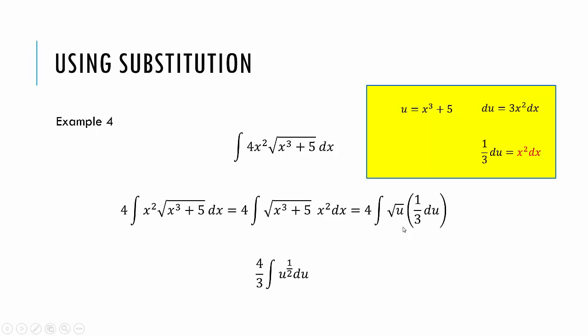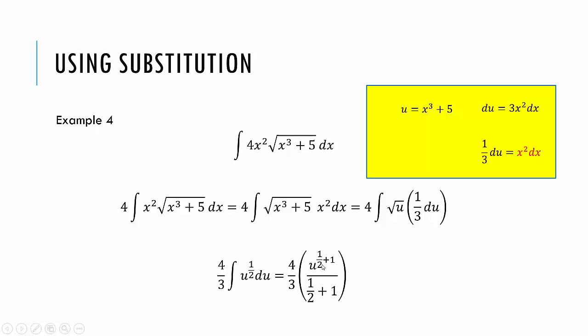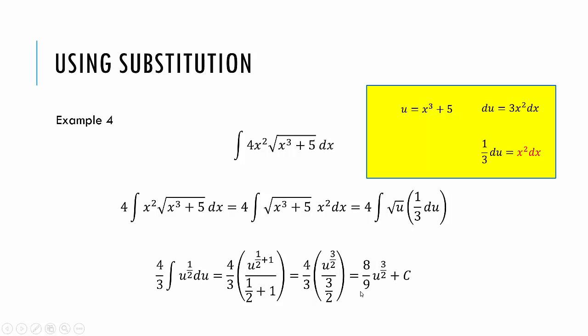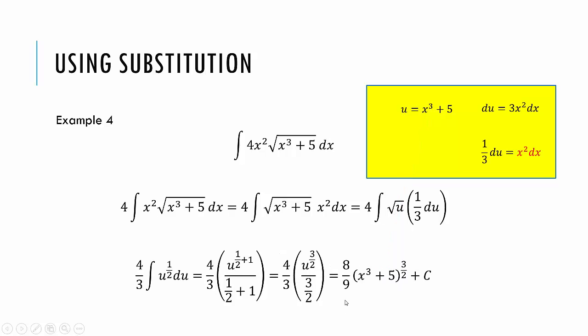Where I see x squared dx, I plug in my 1/3 du. Where I see the x cubed plus 5, I plug in my u. I just bring the 1/3 out front, so 4 times 1/3 is how I get the 4/3. And now I'm ready to do an antiderivative, which says to add 1 to my power. Do it here on the bottom. I get 3/2 over 3/2. And then I get 8/9. How in the world do I get 8/9? Remember, when you're dividing, you flip and multiply. So this is 4/3 times 2/3. Plug back in u, and you get your final answer.